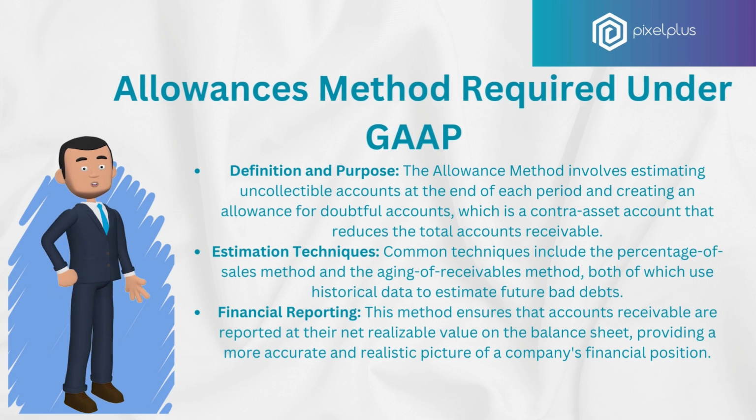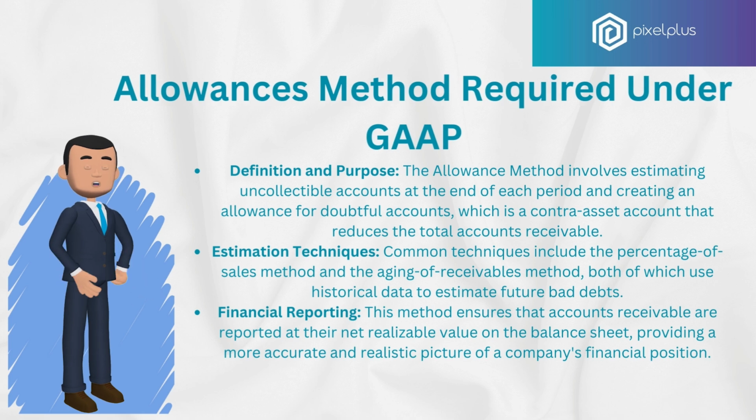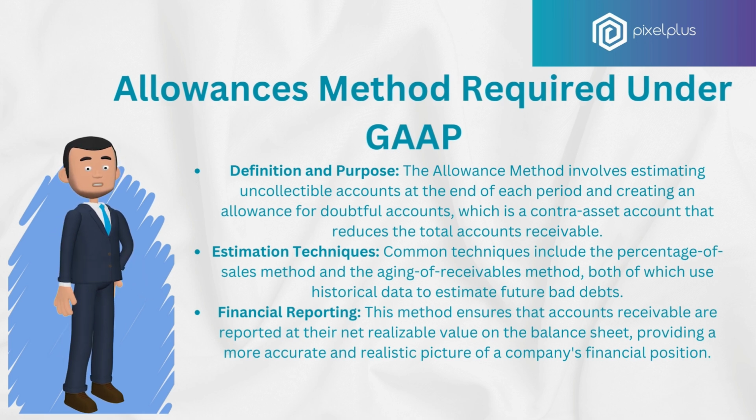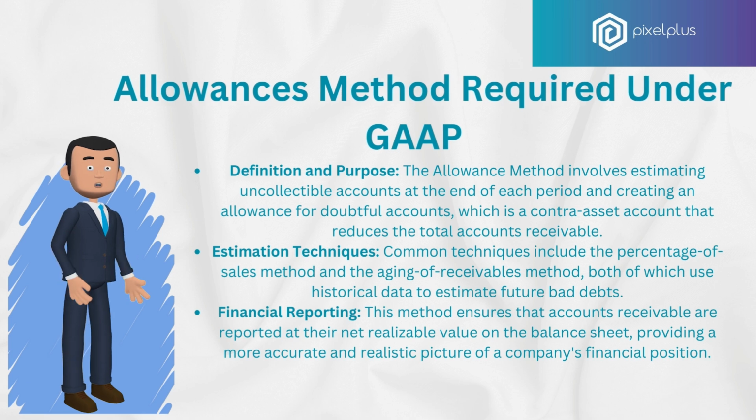Aging of receivables method. This method involves categorizing accounts receivable based on the length of time they have been outstanding. Receivables are grouped into age brackets, for example 0 to 30 days, 31 to 60 days, 61 to 90 days, over 90 days, and different percentages are applied to each bracket based on historical collection rates. Older receivables, which are less likely to be collected, are assigned higher percentages. This technique provides a more detailed and accurate estimate of potential bad debts by considering the age of each receivable.